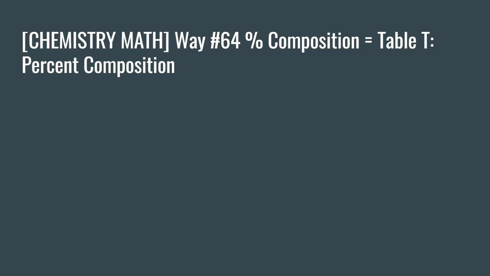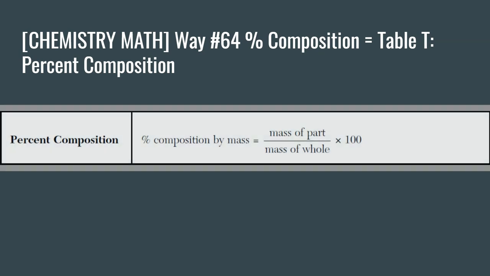Way 64 deals with percent composition by mass. And for this, you're going to need to consult Table T's formula, which tells you how to calculate it. To get the percent composition by mass, you take the mass of the part divided by the mass of the whole. Well, what does this mean?